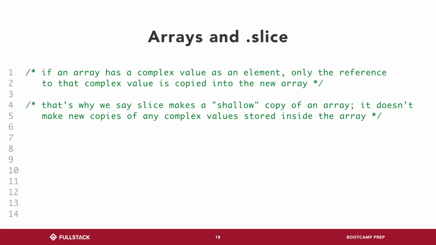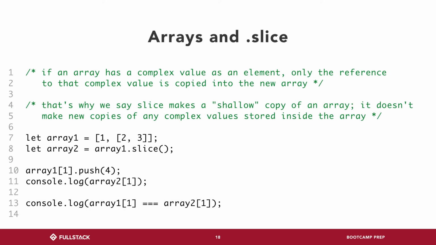Let's just do this one more time. It kind of goes over what we just did, but we've got array 1, we've got array 2, slice. We are pushing 4 to that array inside the outer array. And then what that does, because they're pointed to the same place, is it changes the object for both.